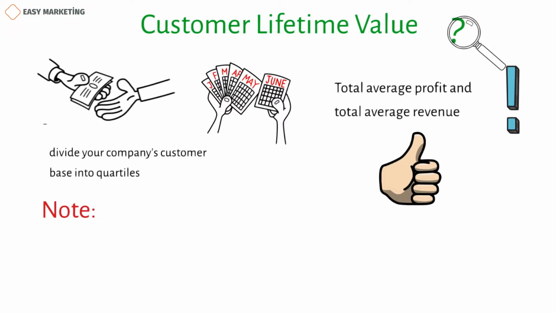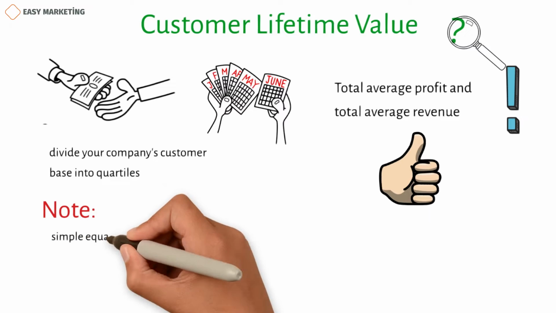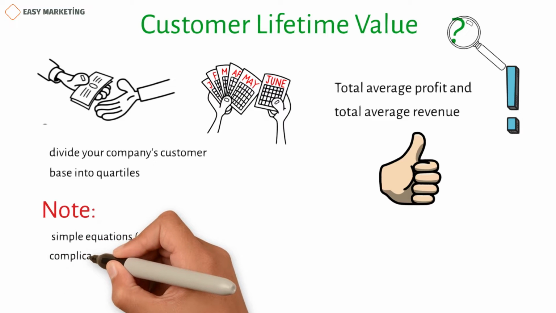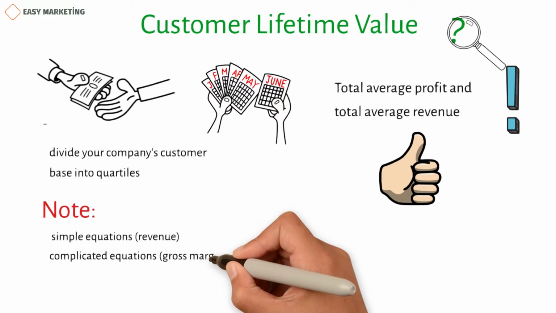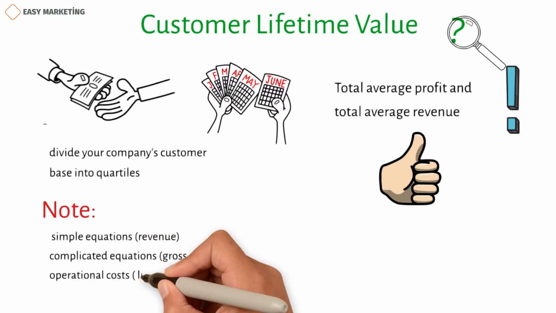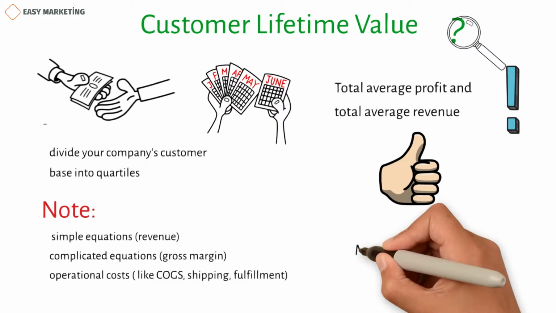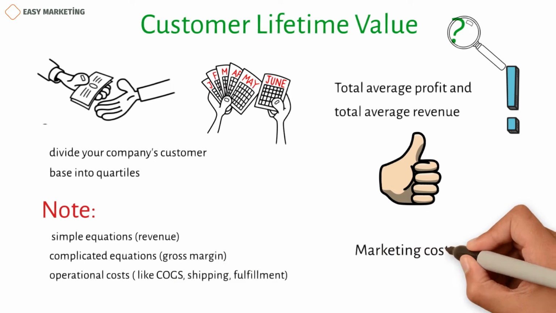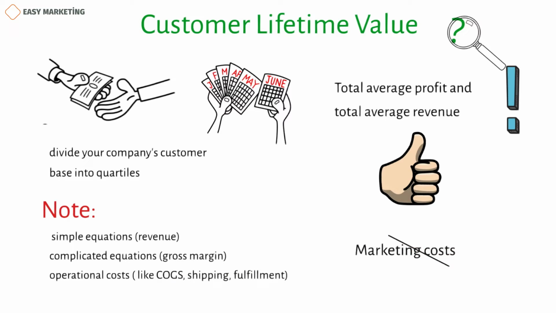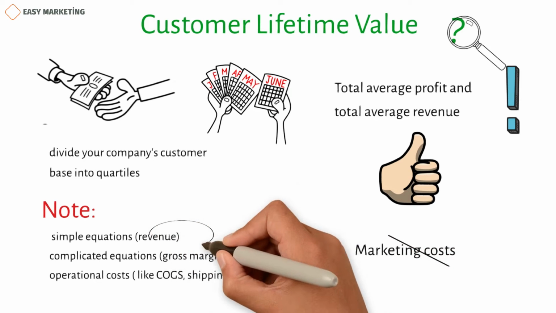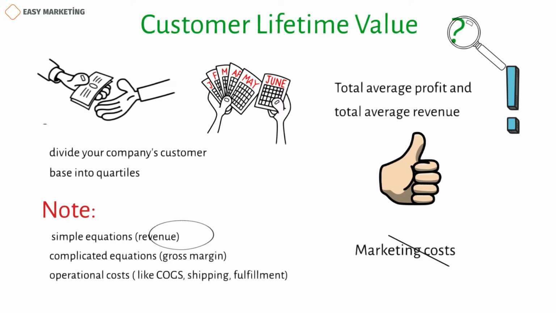Note, CLV can also be described in other ways. Simple equations that only look at revenue, and more complicated ones that look at gross margin and other operational costs like COGS, shipping, and fulfillment. Marketing costs can be included, but sometimes they are left out if they change too much. In this essay, we're going to use revenue to keep things simple.